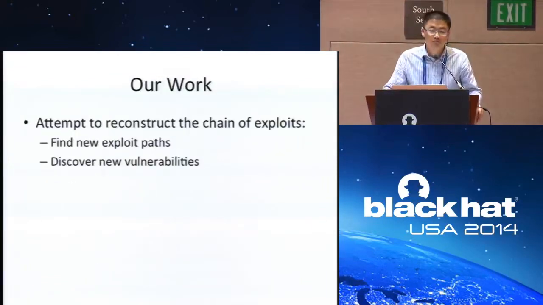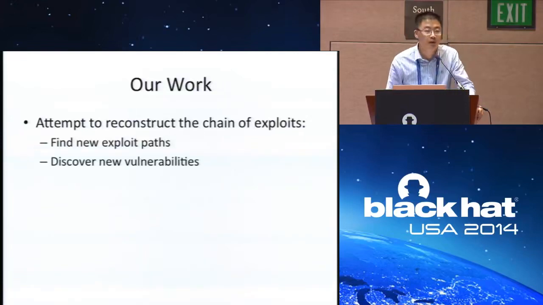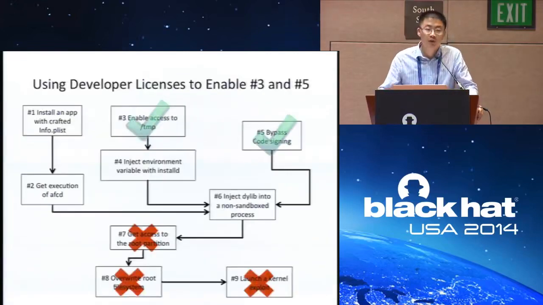And then we realized maybe even for the patched vulnerabilities, we may find some new ways to re-exploit them. And we may be able to discover new vulnerabilities that are similar to the patched ones, and replace the patched ones with a new discovery. Then we can reconstruct the whole exploit chain. With this goal in mind, we reviewed the patched vulnerabilities again. And for vulnerability number 3 and number 5, we easily found a solution.